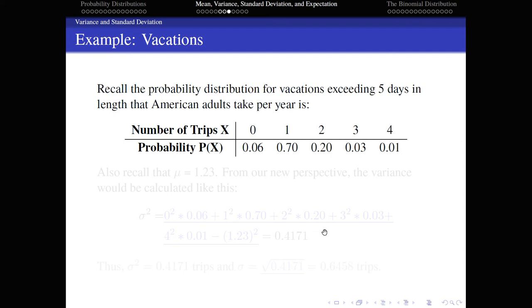Try that for the vacations data too. Go on and give it a shot, calculating the variance and standard deviation.